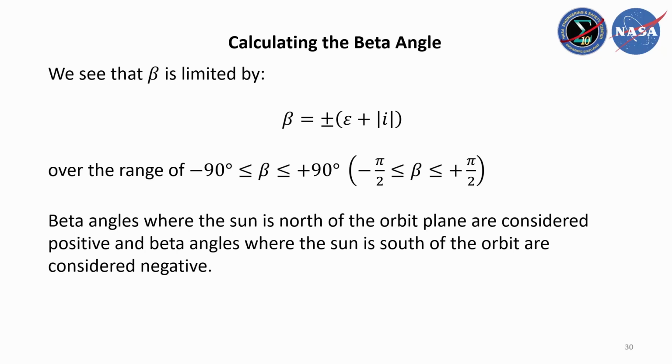It should be noted there is a sign convention for beta angles. Beta angles where the Sun is north of the orbit plane are considered positive, and those where the Sun is south of the plane are considered negative.